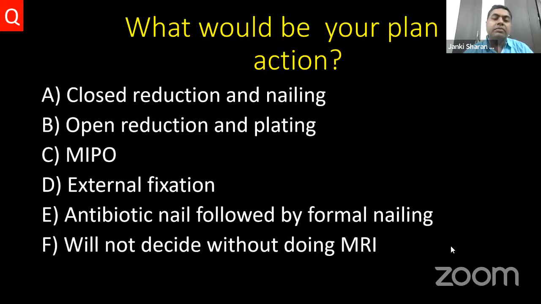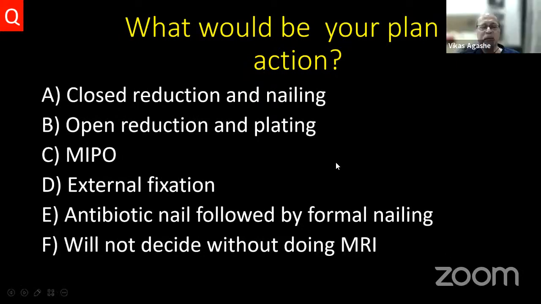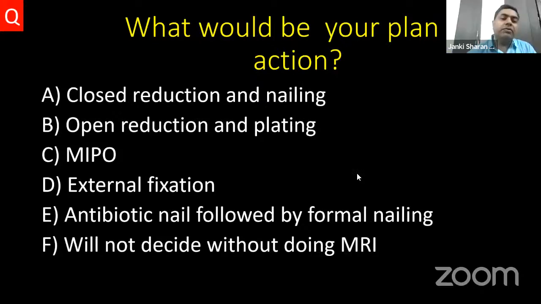So B, I have got open reduction and plating. Plating, one, and another one is antibiotic nail followed by formal nailing. Then again B, open reduction and plating. No one is for closed reduction and nailing.